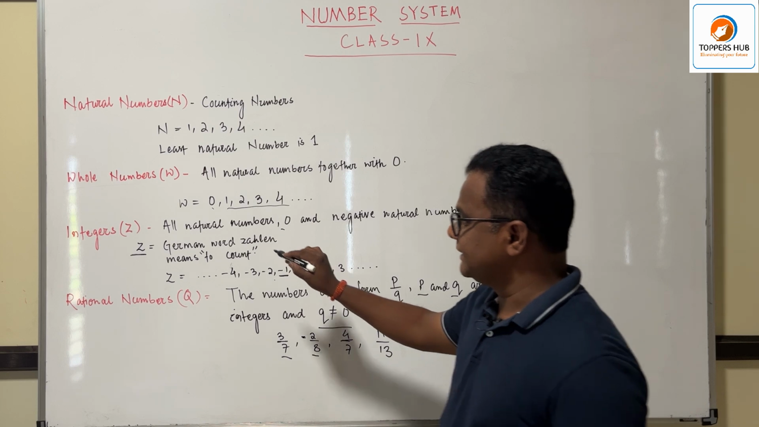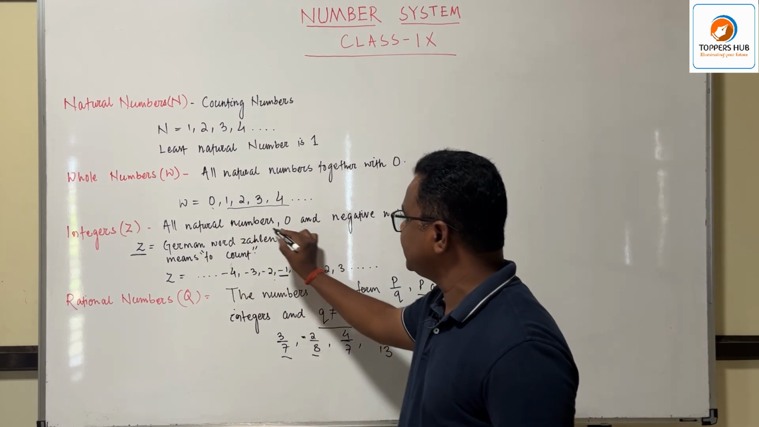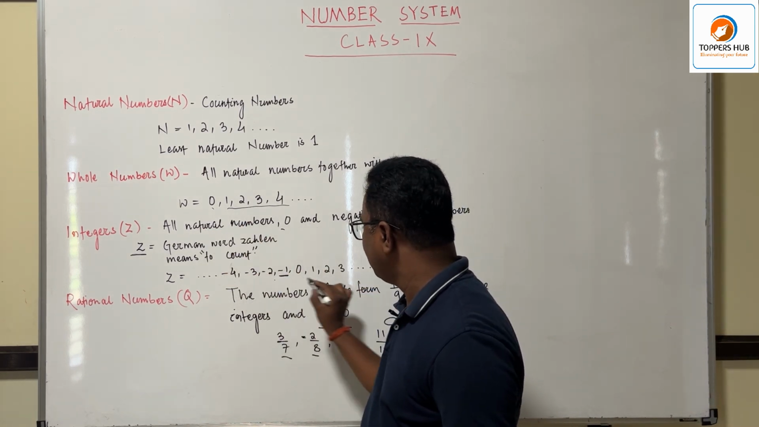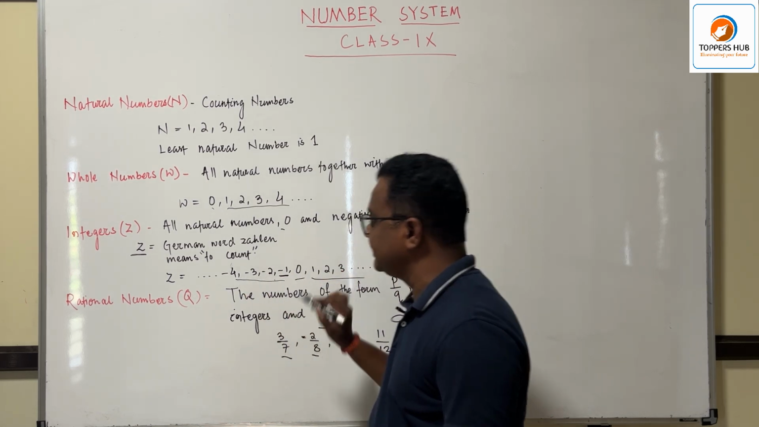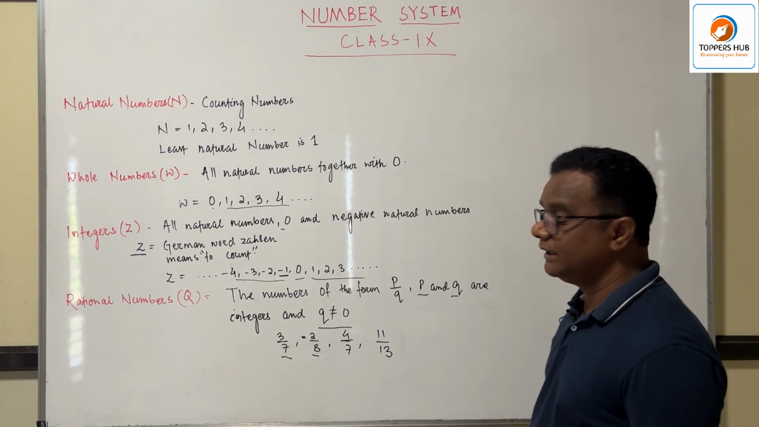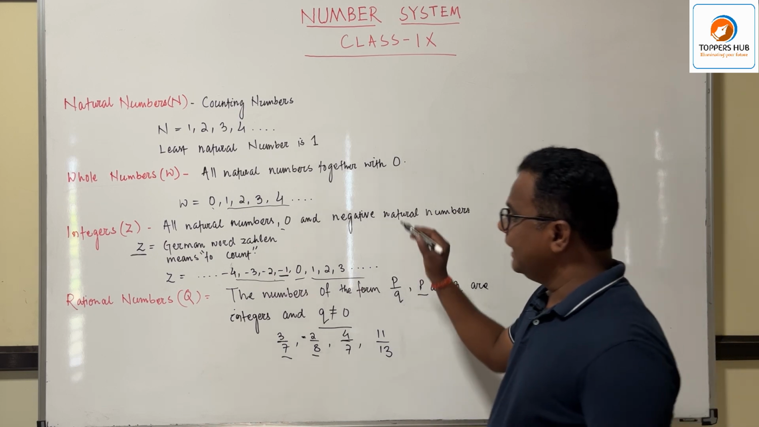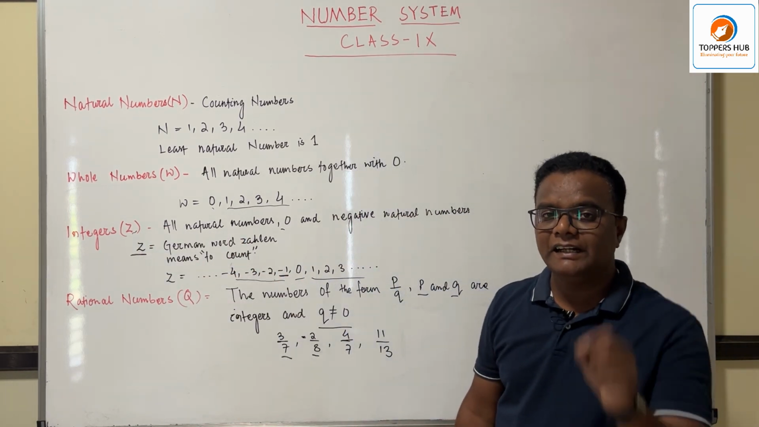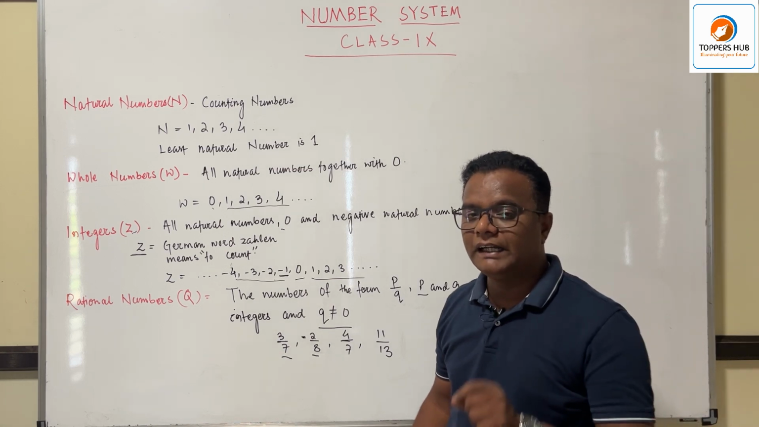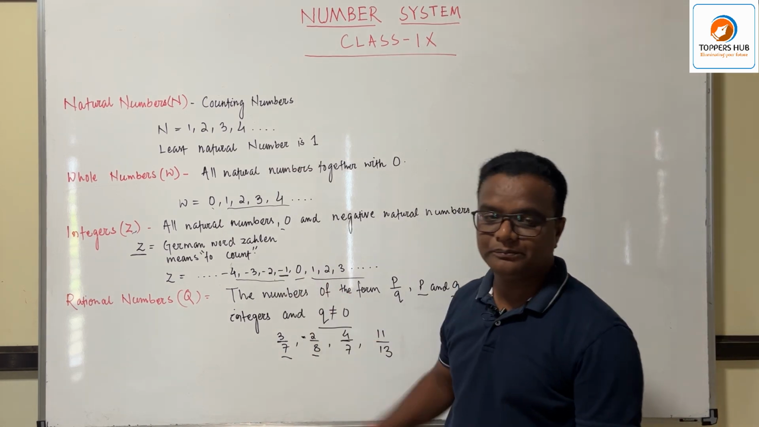Next one is integers. All the natural numbers 1, 2, 3, 4 and so on, 0, and including the negative numbers, are called integers, and they are represented by the letter Z. Z is for Zahlen, a German word that means to count.